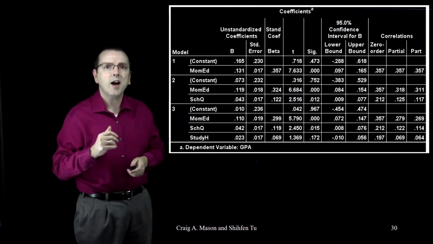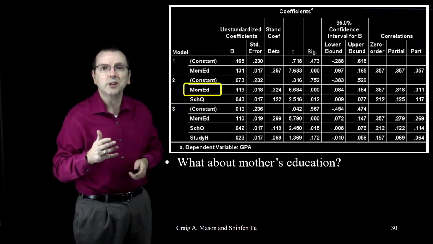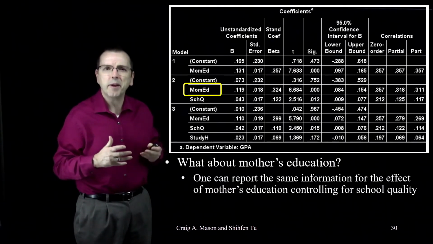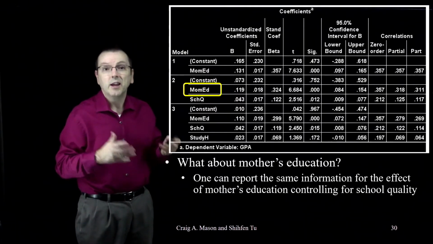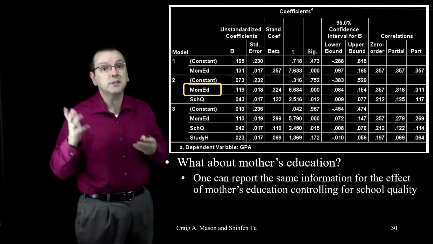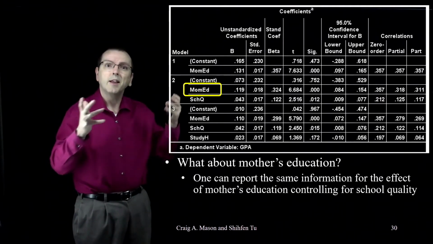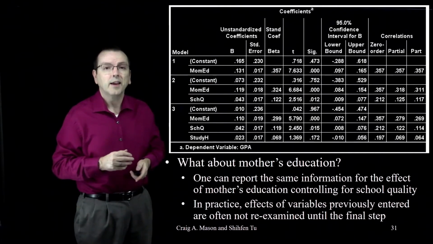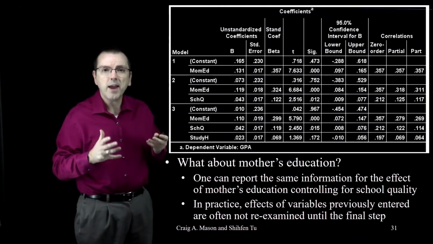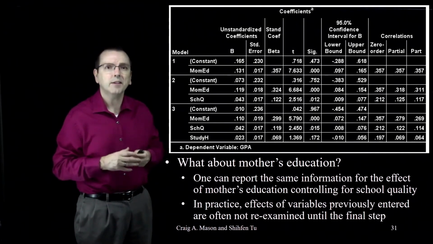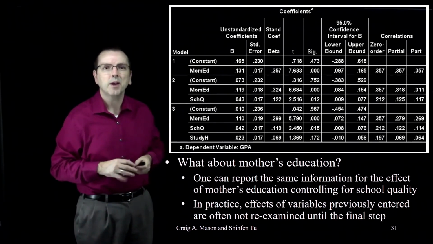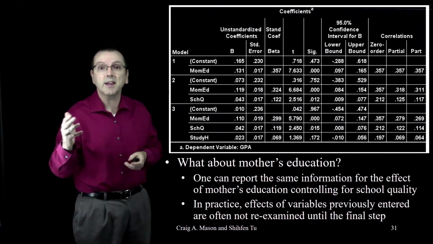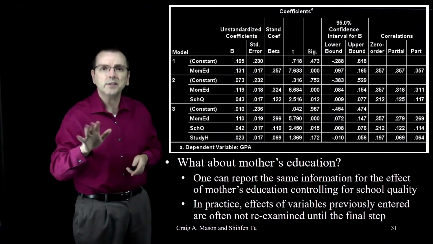But notice I haven't talked about the effect for mother's education in Model 2. Well, you can report the same information for the effect of mother's education. It would be different in Model 2, right? In Model 1, it was the total effect for mother's education. Now it's the effect for mother's education controlling for school quality. Now, while in class we may exactly do that very thing and interpret every variable in every step, in practice, researchers often don't re-examine the effect of variables that were previously entered and discussed until the final step of the analysis.